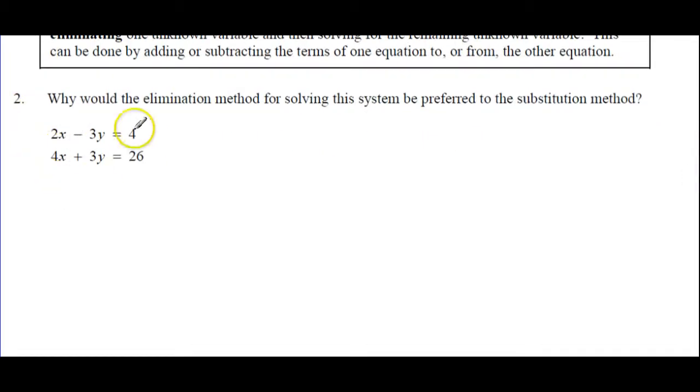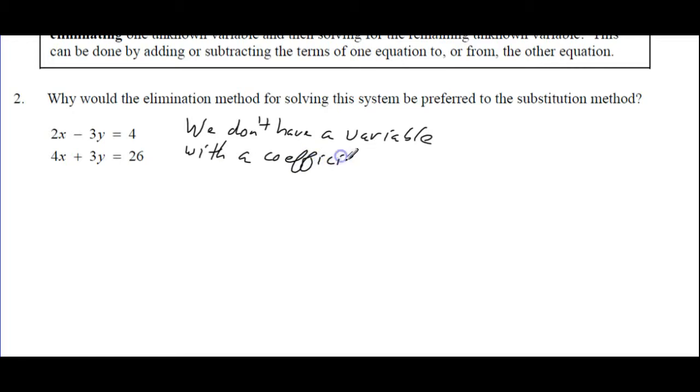So if you look, we don't have a variable with a coefficient of 1 that we can easily solve for. So it's not easy to solve for x or to solve for y, right? And we'd end up with fractions, and that would just be ugly. And why would elimination work? Well, when we add the two equations, since the y values have the same coefficient and opposite signs, they can be added to eliminate the y.